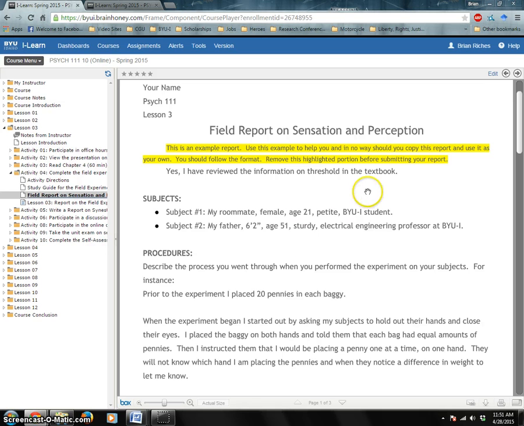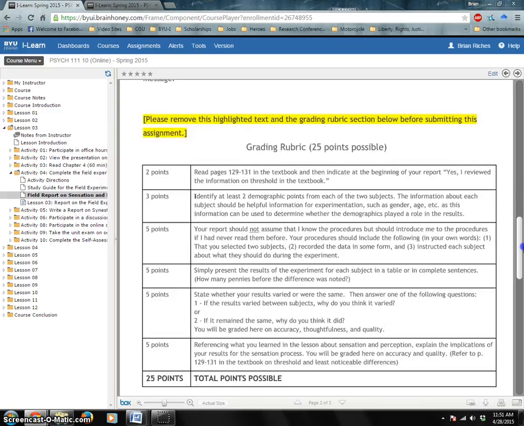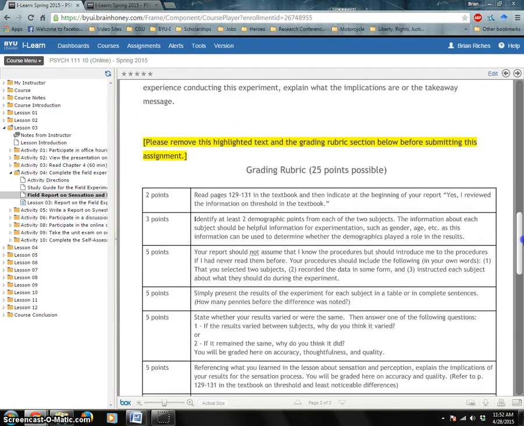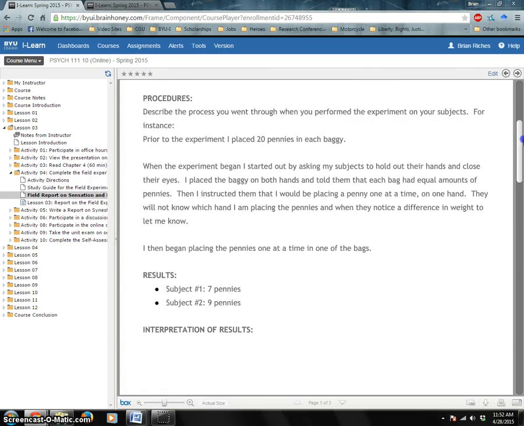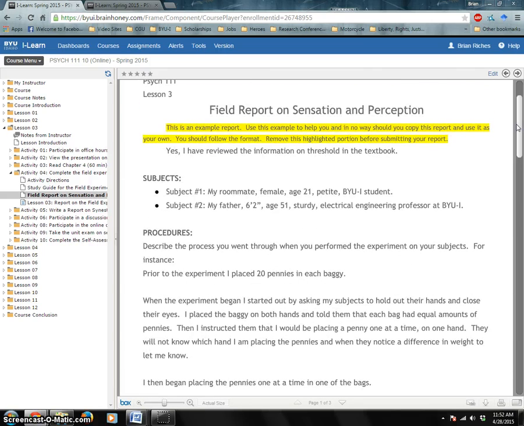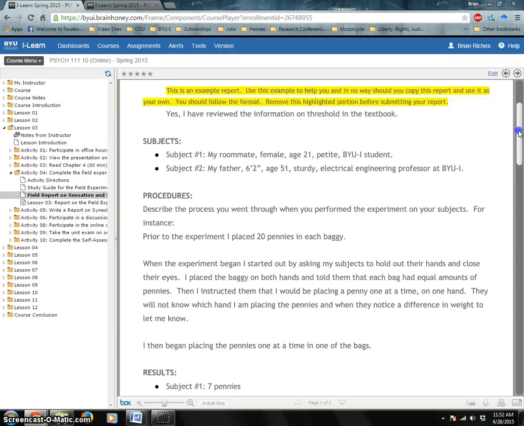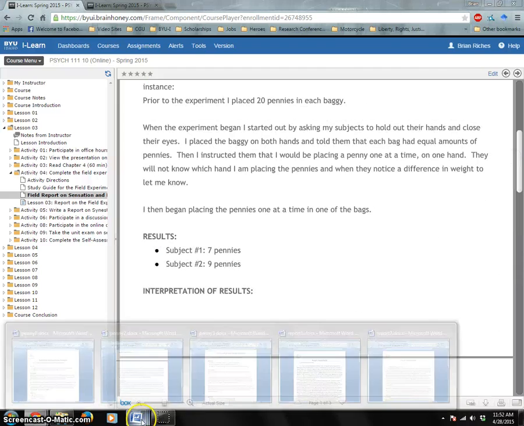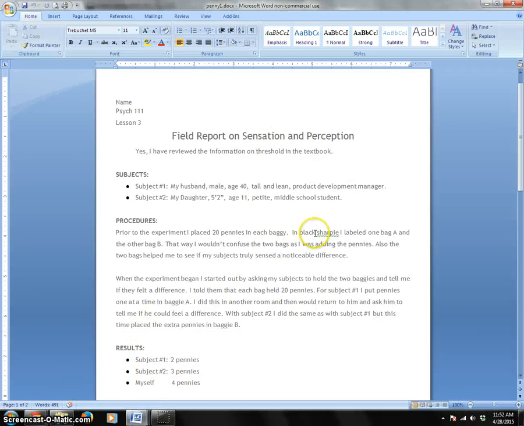So first, always remember, look at the example report, follow the rubric, follow the directions. You'll find those down here always, and they also have these on the reports. Again, these examples I'm going to show you are not for you to copy and plagiarize from. These examples are to help you see how it should be done and what I'm looking for. After you've read that and you have an idea of what to do, you can go and write your report.